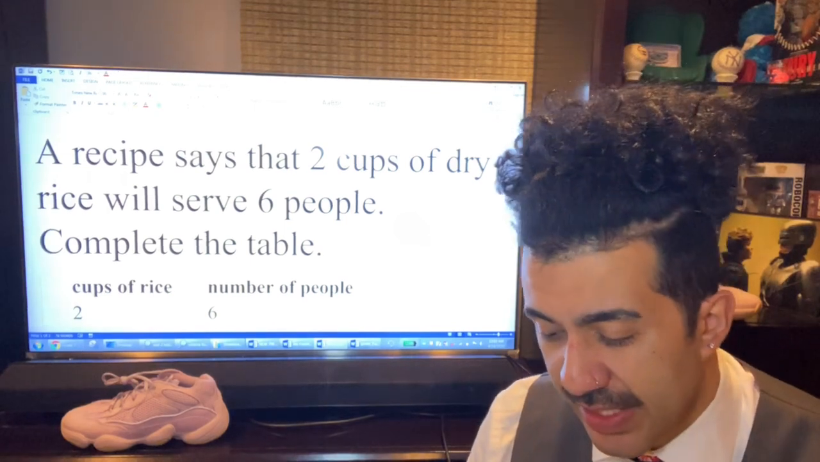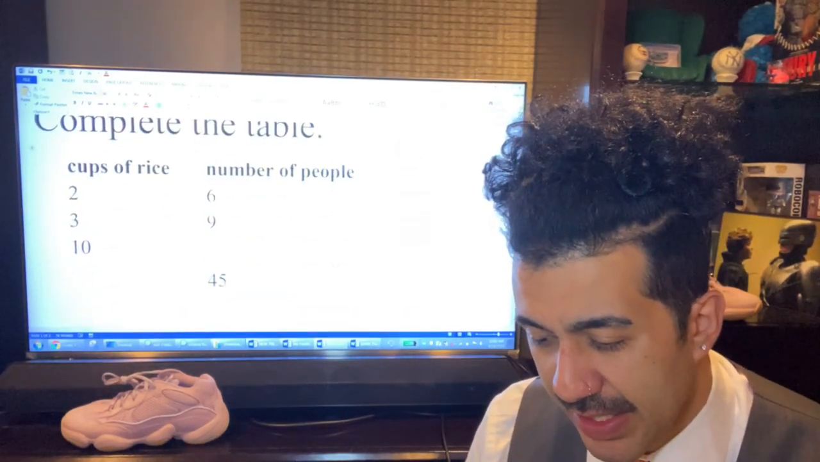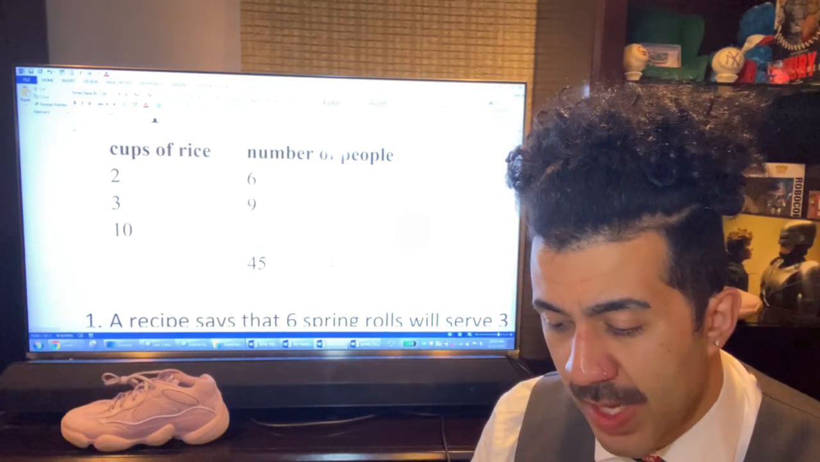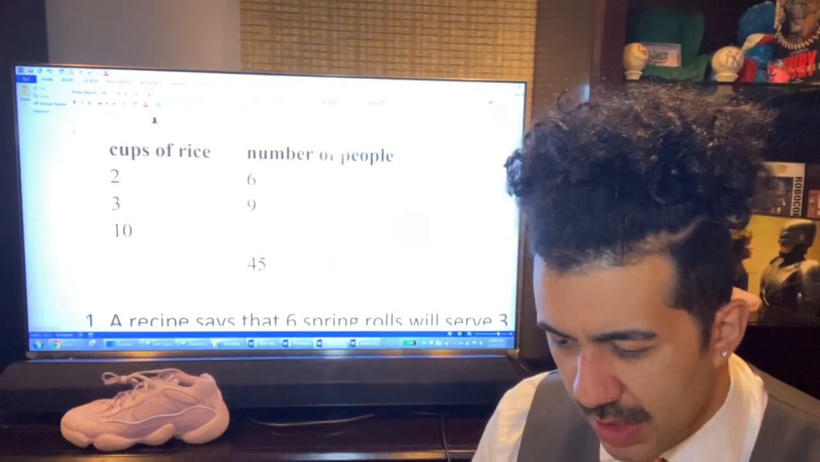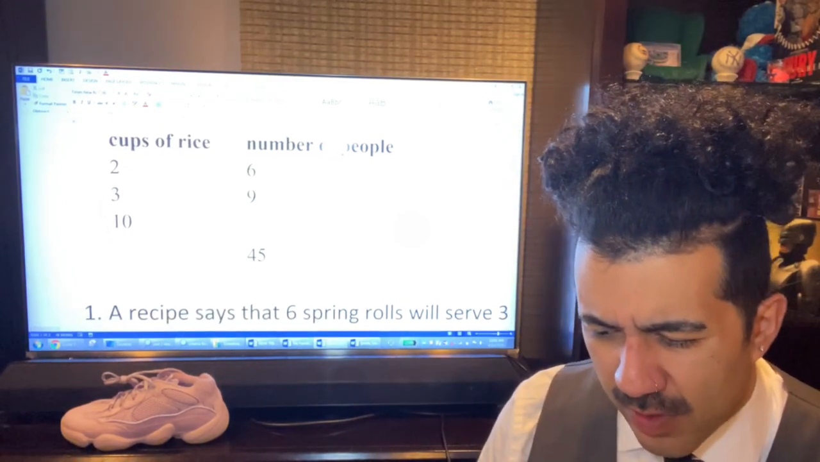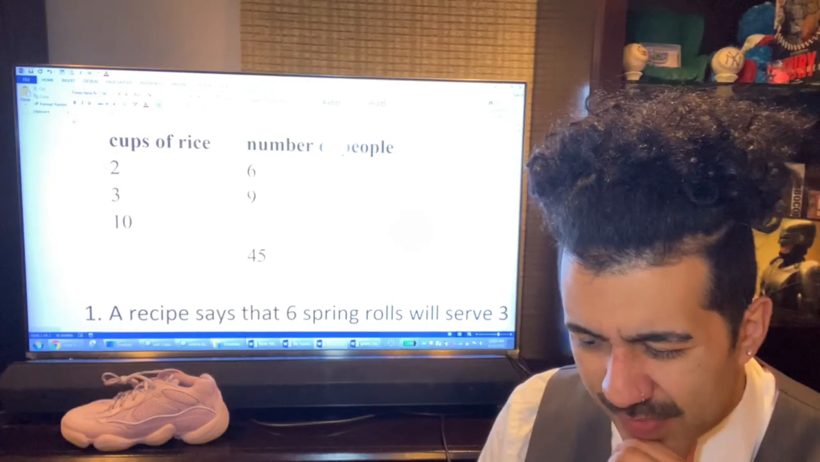So how will we complete this table? Well, let's see. It says here that 2 cups of rice feeds 6 people, and then 3 cups of rice feeds 9 people. So how many will 10 cups of rice feed? Well, it's kind of a big jump.